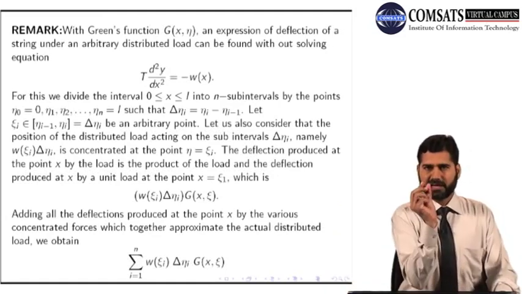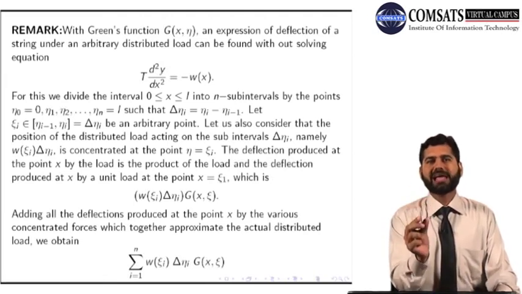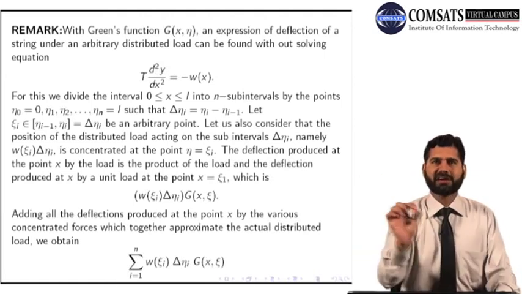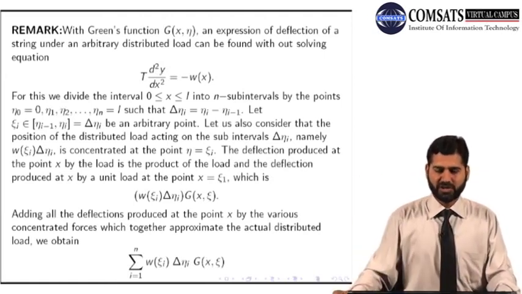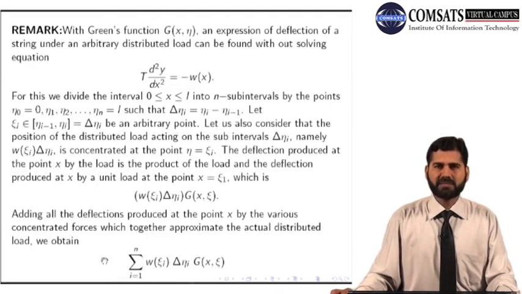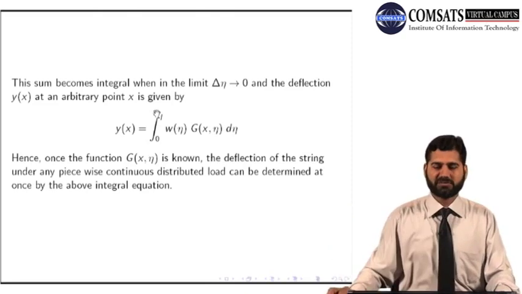So even if the increment delta eta is very, very small, this will not be enough. We have to take the limit as delta eta goes to 0, so that at every point we are having a concentrated load. So in the limit as delta eta goes to 0, this whole thing will become the integral. All right, because this is the Riemann sum basically, and the limit of the Riemann sum becomes the definite integral. So delta eta will become d eta. So you got w eta, gx eta, and d eta from 0 to L. We have integrated throughout the interval 0 to L.